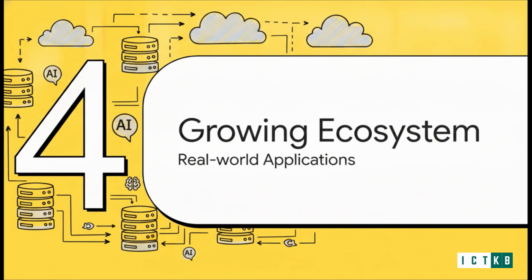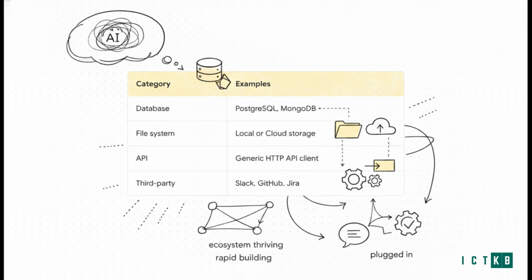Now that we've got the architecture down, let's look at the real-world applications in our final section, the growing server ecosystem. This ecosystem is already absolutely thriving. You can really see how rapidly Anthropic and its partners are building this out across all the major categories. I mean, for databases, you can now easily connect your AI to heavy-duty systems like PostgreSQL or MongoDB. Need file systems? You can read and write files directly on your local or cloud storage. They've got generic HTTP API clients ready to go. And for third-party integrations, the everyday tools we all practically live in, things like Slack, GitHub, and Jira are all perfectly primed and ready to be plugged in via MCP.